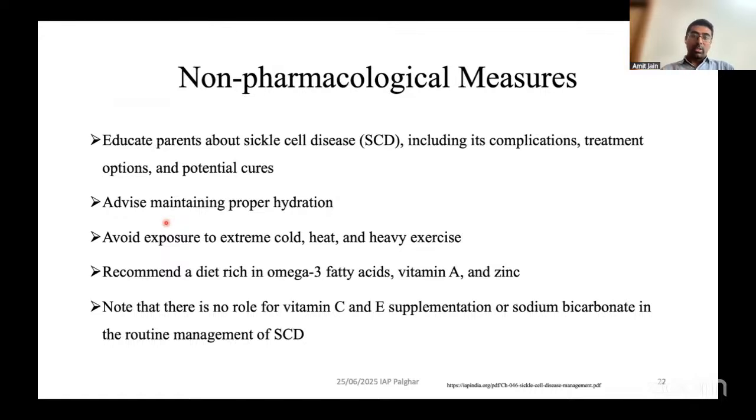They should have a proper diet, including vitamin A and vitamin C, because these are antioxidants which help in reducing sickling in these patients. Also, there is no role of excess vitamin C or E supplementation or sodium bicarbonate in routine management of sickle cell patients, which previously was considered a cause.